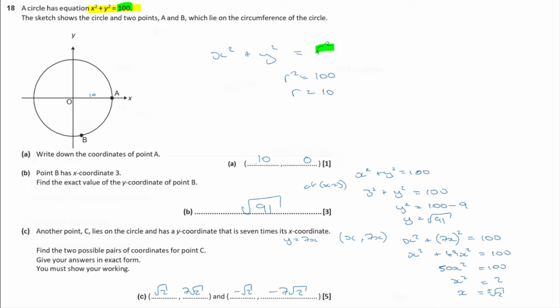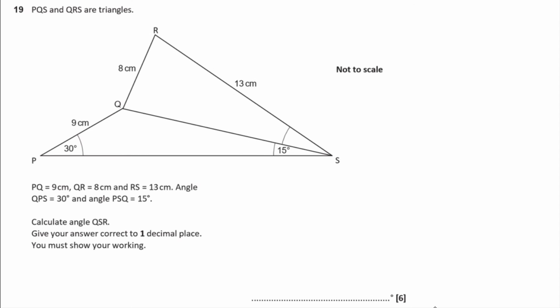Okay. Question 19. PQS and QRS are triangles. PQ is 9, QR is 8, RS is 13, angle QPS is 30, and angle PSQ is 15. Now it's worth just checking through each of those on the diagram. They all are already, but if they didn't put it on and you'd missed it, you're going to struggle to answer the question.